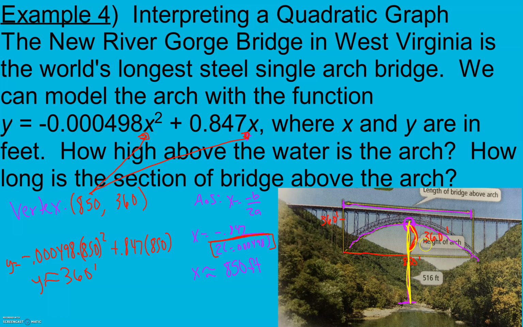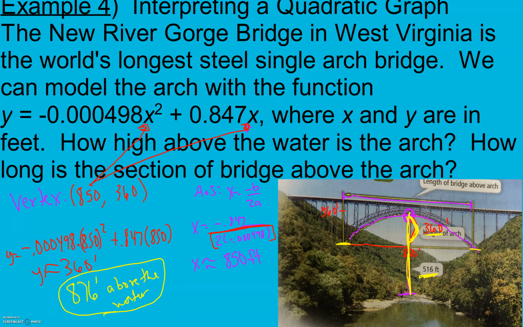So if this part is 360 and this part is 516, I can add those together and it's going to be 876 feet above the water. So again, if they just wanted how high, like above the supports, let's say our supports were here, then it would have just been the 360. Okay, but they wanted how high above the water, so we had to add in the rest of it. That's the distance from the arch to the water.